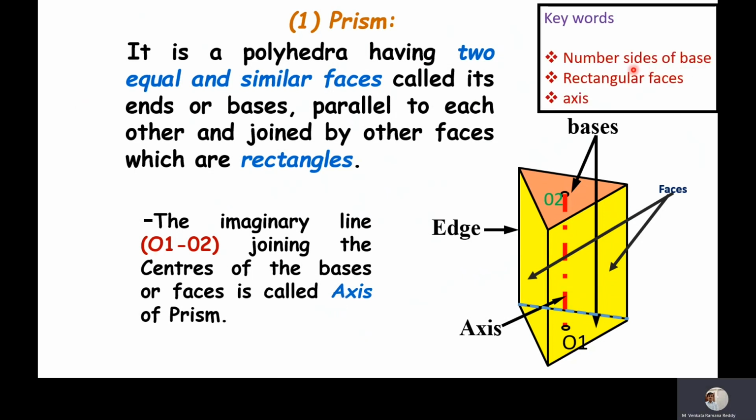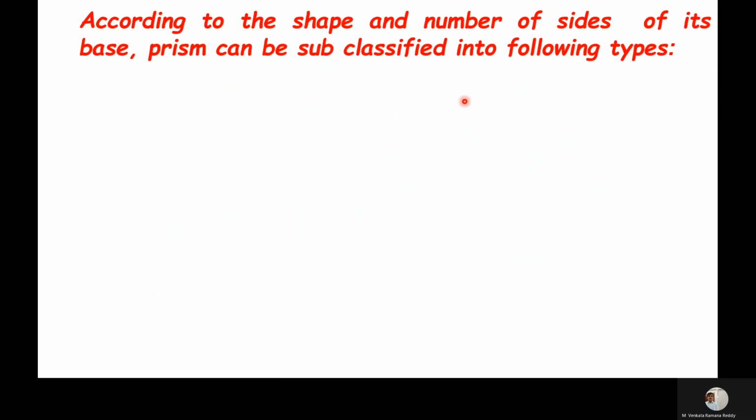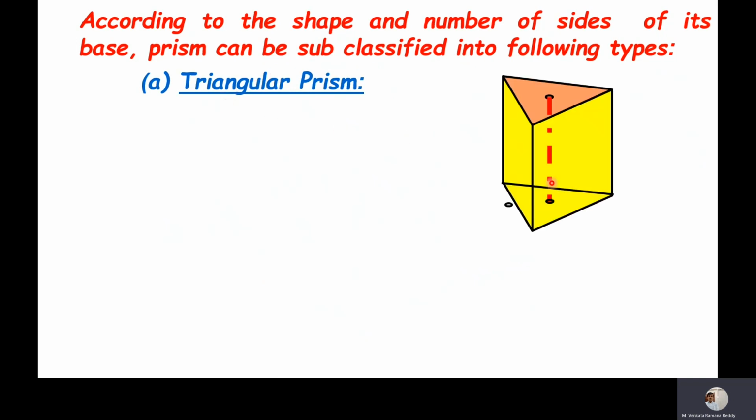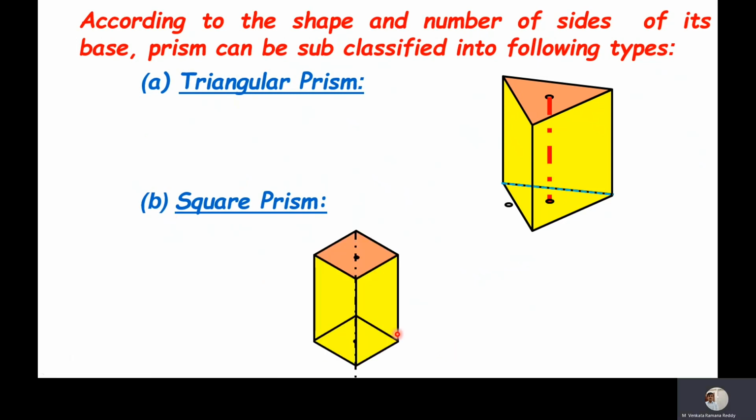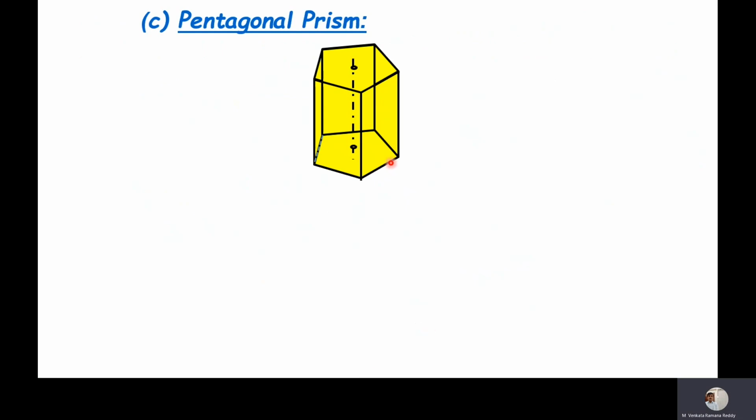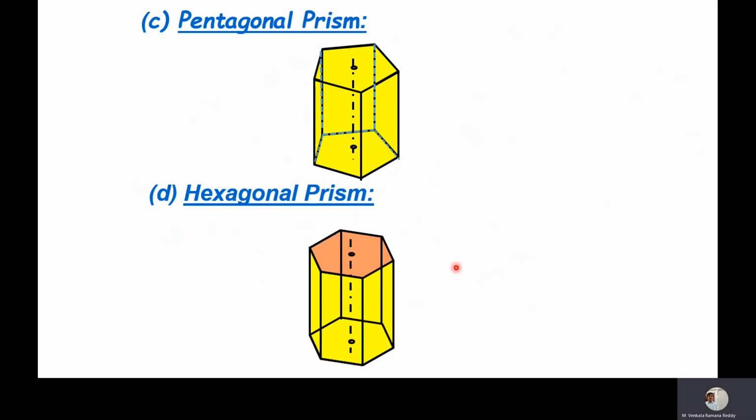Keywords here: rectangular faces, axis, and number of sides of a base. According to shape and number of sides of its base, prism can be classified into following types. Triangular prism, that is, base is a triangular shape. Square prism, base is a square shape. Pentagonal prism, base is a pentagonal shape. Hexagonal prism, base is a hexagonal shape.